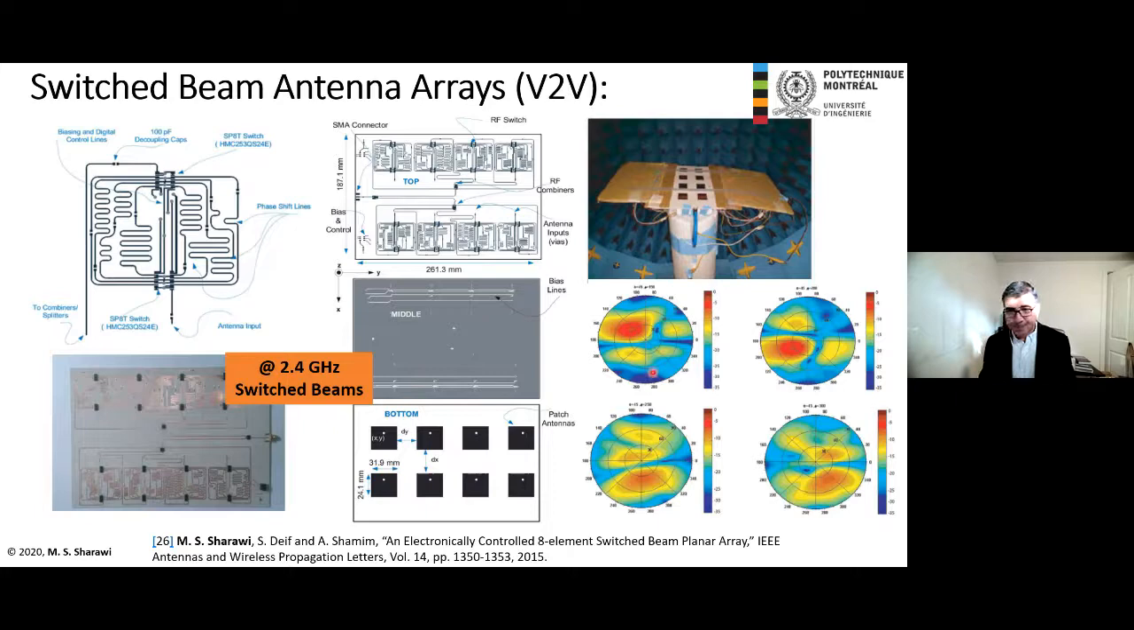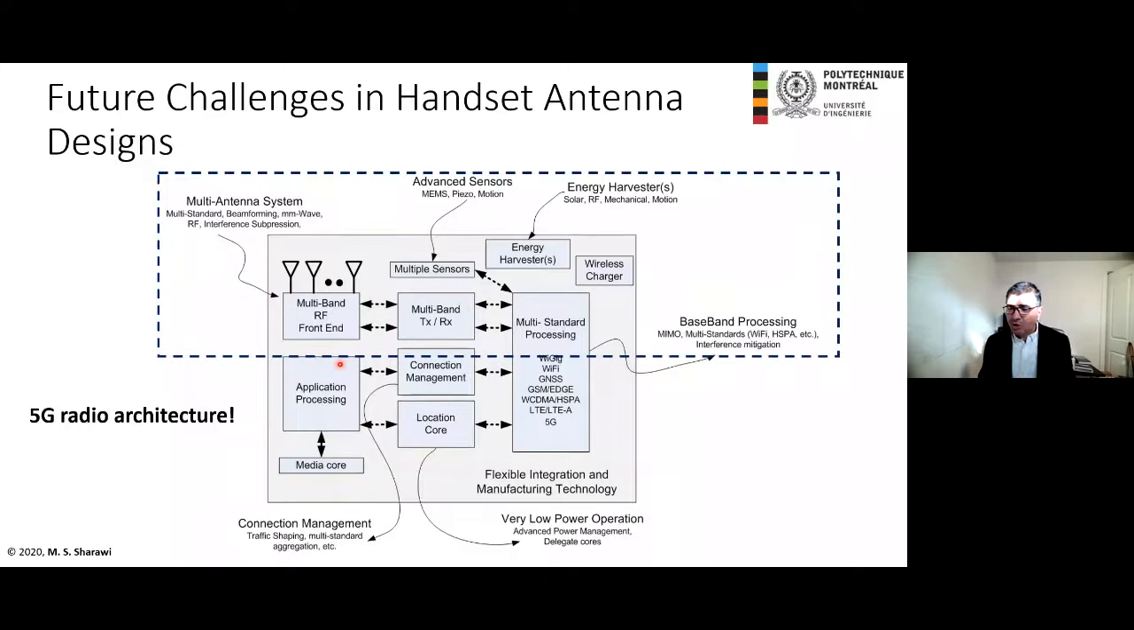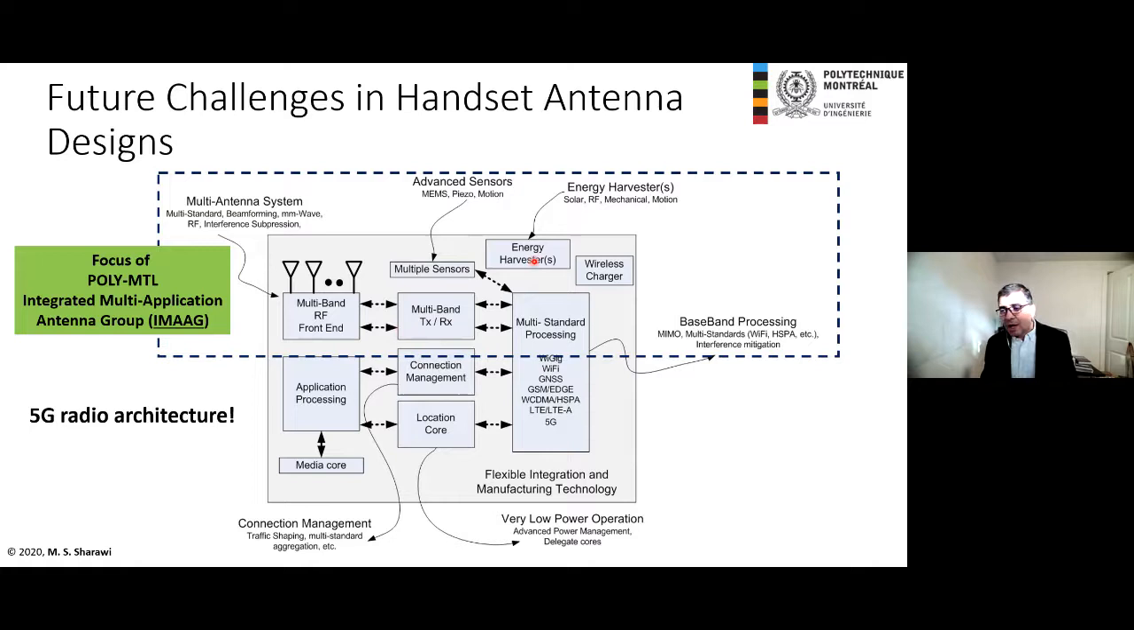So when we look about future challenges, this is like a block diagram of a 5G radio architecture. My group's focus has been this part, the multiband RF front ends. We are now investigating and integrating energy harvesting capabilities, wireless charging applications, and multiple RF sensor based devices. All of these at the front end of any kind of architecture that is going to come out in the near future. So this is our focus for future collaboration if some of you are interested.